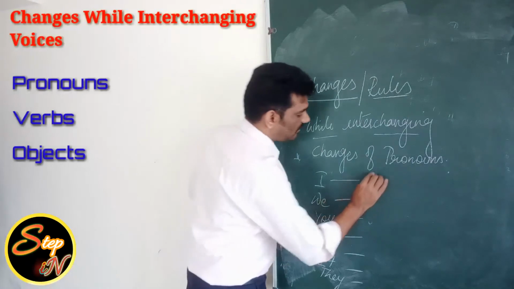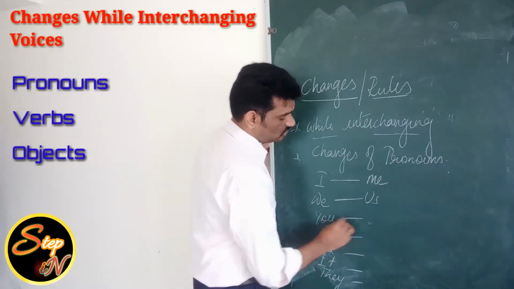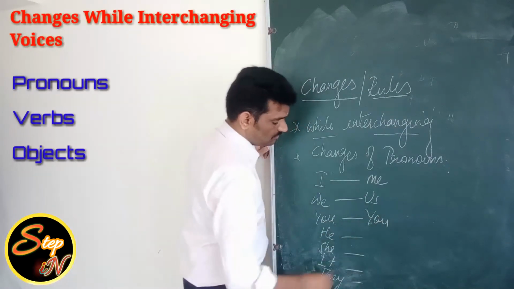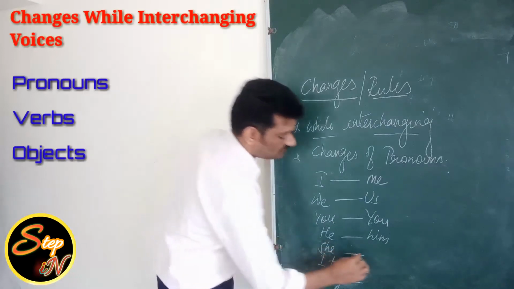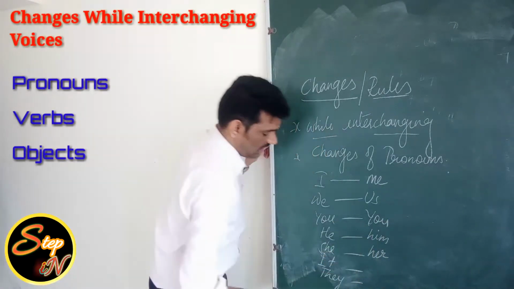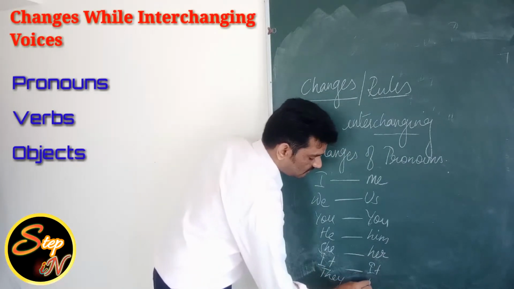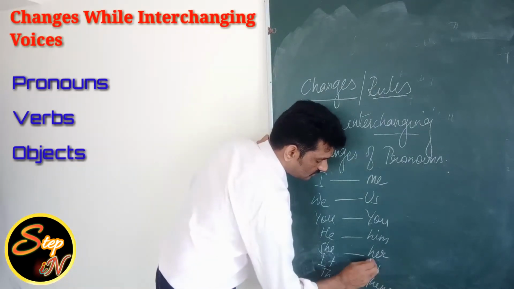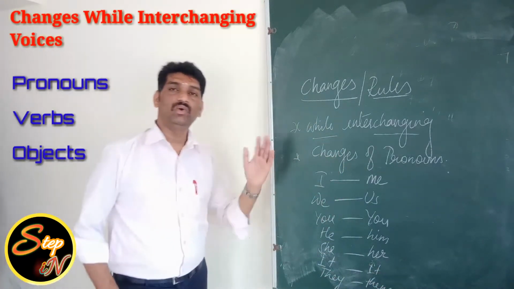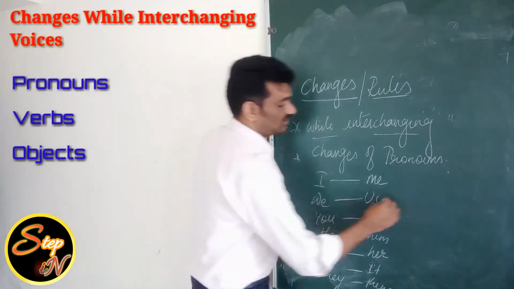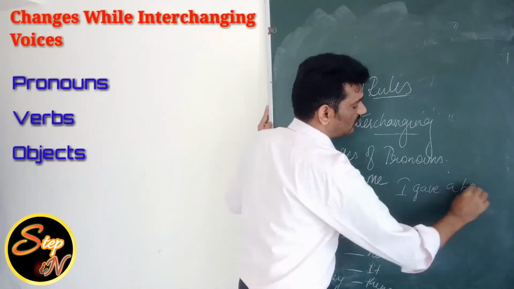So I will become me, we will become us, you remains the same, you, and he will become him, and she will become her, and it remains the same, it, and they will become them. So these are the changes that will happen while interchanging. For an example, I gave a book.